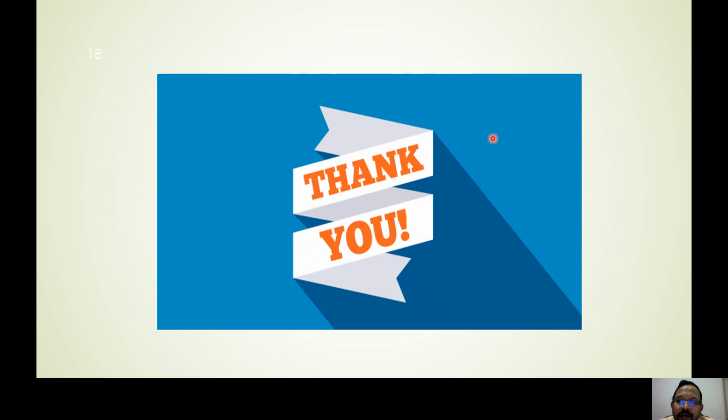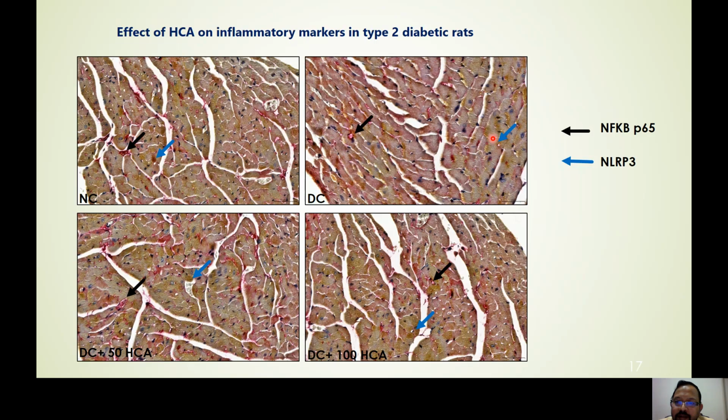Also, other inflammatory markers like NFKB P65 and NLRP3 were higher in diabetic rats. We can show this with red color and brown color. Red color and brown color were higher in diabetic rats, whereas in 50 and 100 mg per kg body weight HCA treated rats, these levels were significantly decreased.